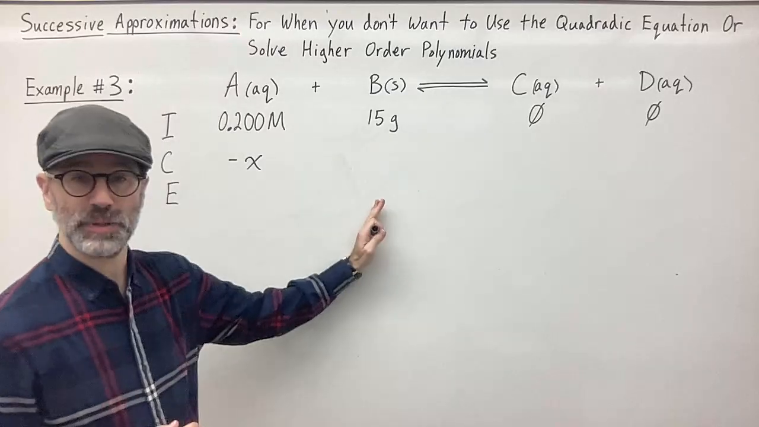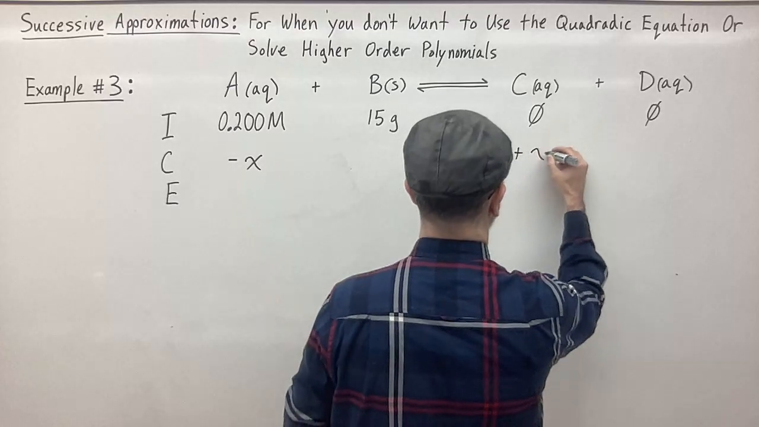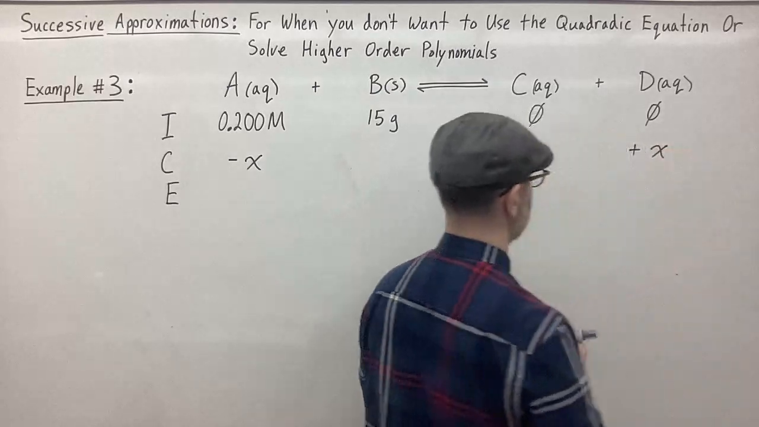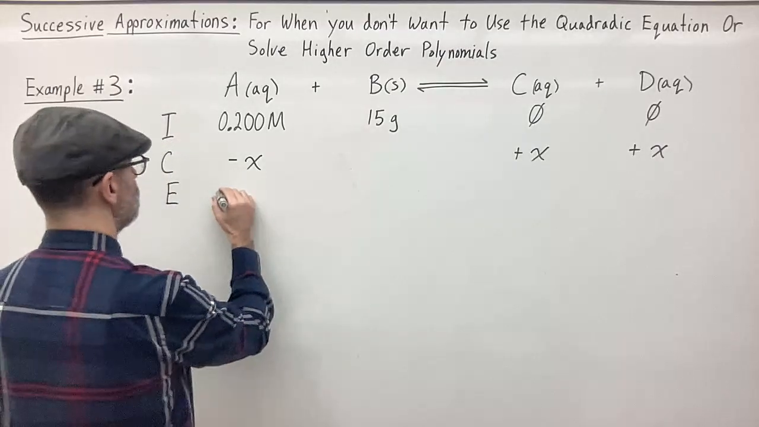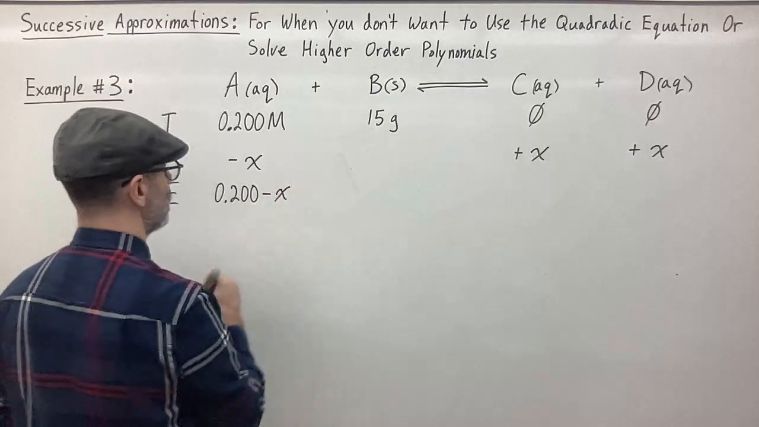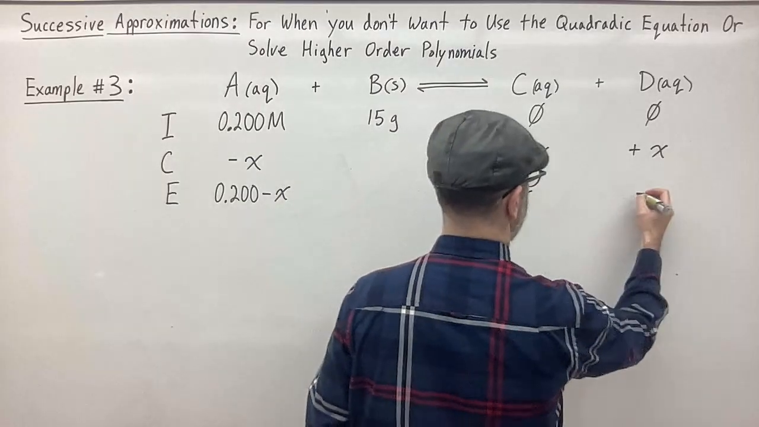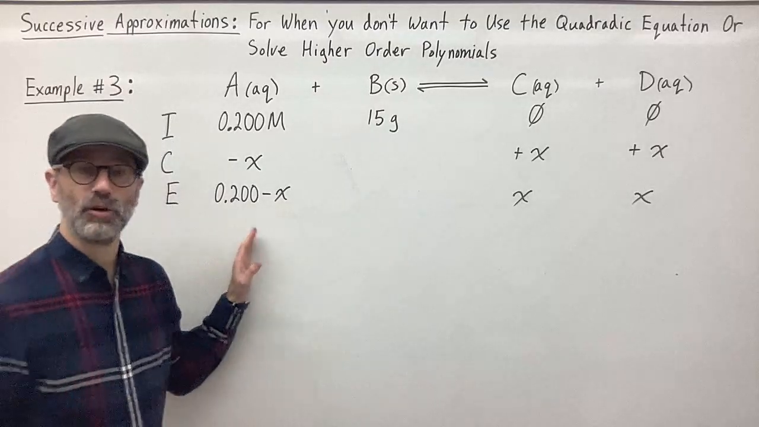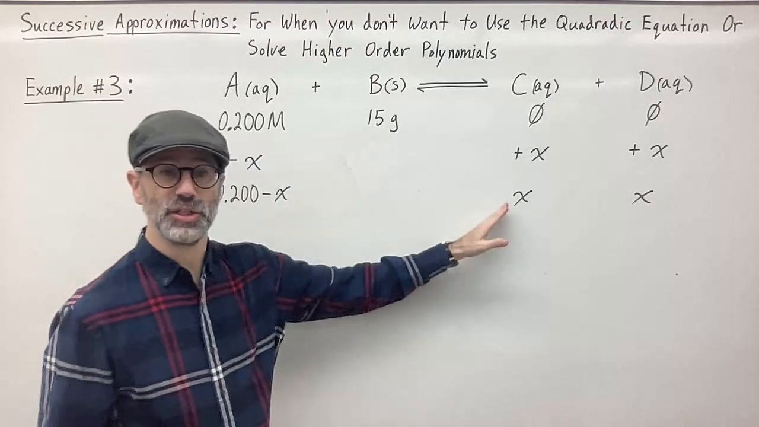We're going to ignore this because it's a solid. That means we're going to gain an x amount of C, and we're going to gain an x amount of D. So when we add those together, we get 0.200 minus x. Here we get just x, and here we get x again. So now we have the equilibrium concentrations in terms of x.